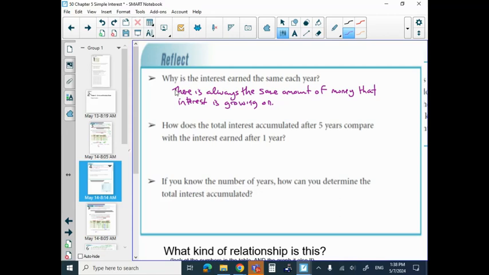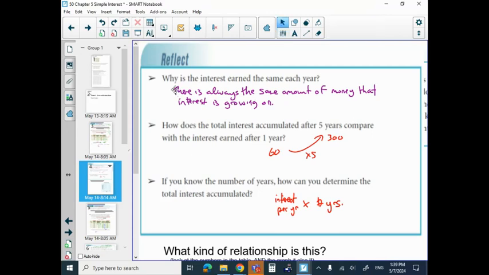How does the total interest accumulate after 5 years compared to after 1? Well, after 1 was 60, and then times 5 gave the 300, right? So, how could you get this? Well, it'd be like the interest per year times the number of years. Very obvious stuff from what we've looked at, right?